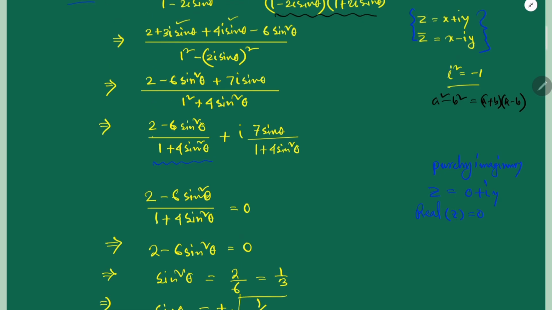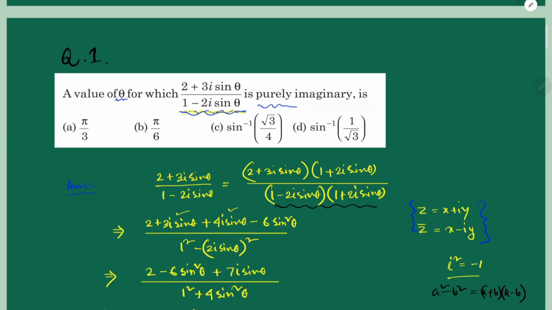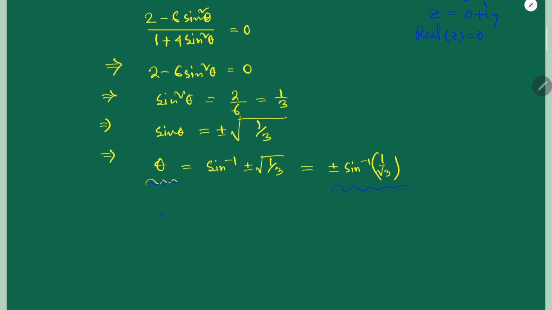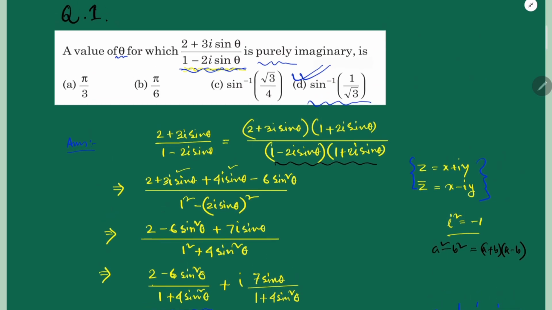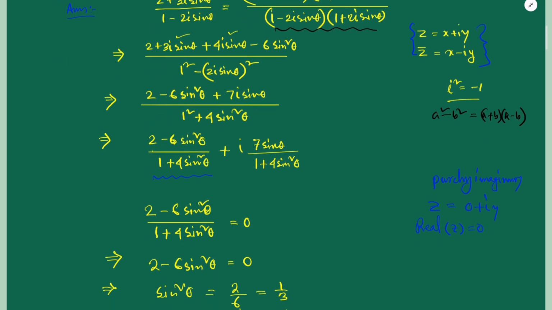So from the options we can get the value. Option D is the answer. So theta will be sin inverse 1 by root 3. We get the positive value; we take this positive value. So the answer is option D. So let's take an overview of this question and answer.